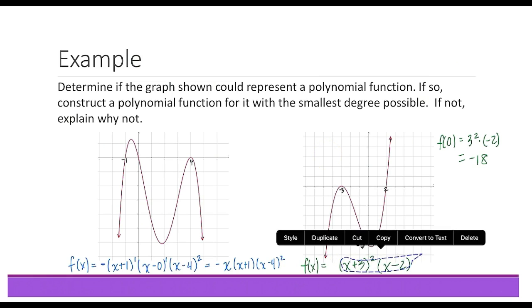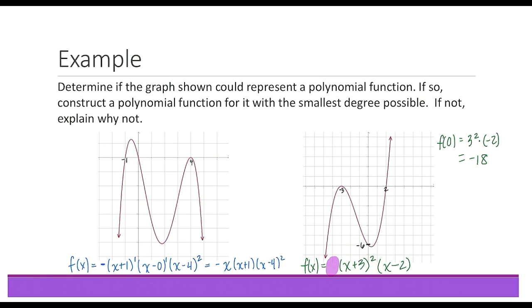So I'm going to move this over. We need to think about what coefficient I want to multiply in the front so that I can make my current y-intercept, -18, into -6. Well, I want to multiply by 1/3 in the front. Let me erase that. Now that's not my function. My function at 0 would be 1/3 times 3 squared times -2. So 1/3 times 9 times -2, that's 3 times -2, or -6.